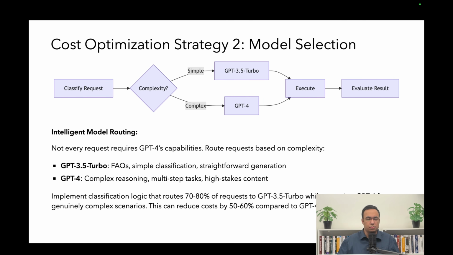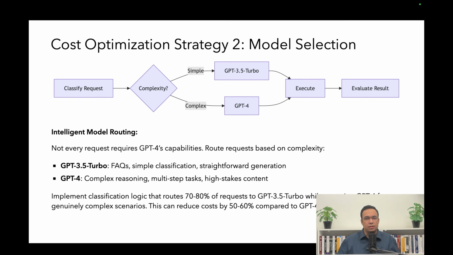The key here is implementing classification logic that accurately identifies which requests need GPT-4 or more complex reasoning models. You might use heuristics like prompt length, presence of specific keywords, or a lightweight classifier that categorizes the request type. In practice, you should be able to route 70 to 80% of your requests to simpler models like GPT 3.5, while reserving more complex models like GPT-4 and GPT-5 for genuinely complex scenarios. This can reduce the cost by 50 to 60% compared to having all your requests go directly to complex reasoning models like GPT-4 or 5.